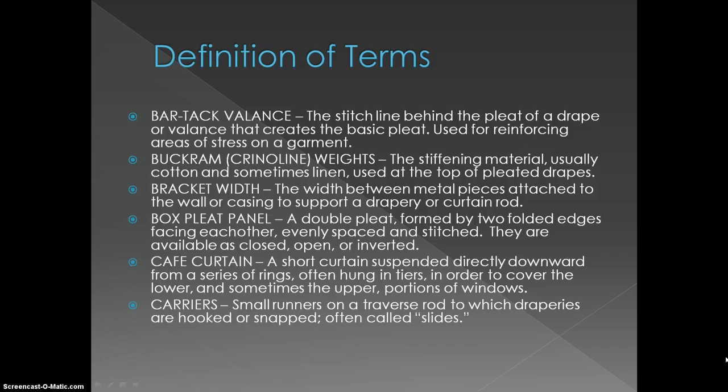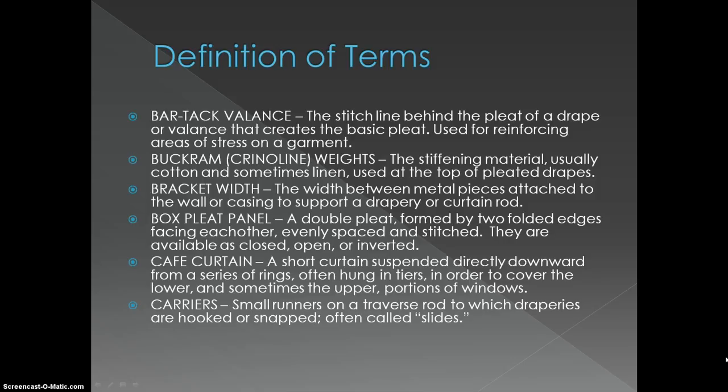First off, we're going to start with defining a whole bunch of terms. The first one is bar tack balance. This is the stitch line behind the pleat of a drape or valance that creates the basic pleat, and it reinforces the areas of stress on the garment or drapery in this case.